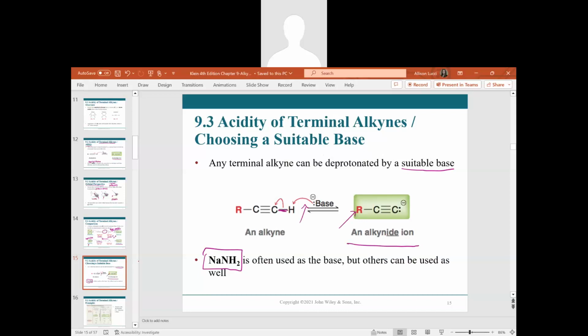It's not an acetylide because we have an alkyl group, right? We have this R group. So more hydrocarbons, more CH bonds.